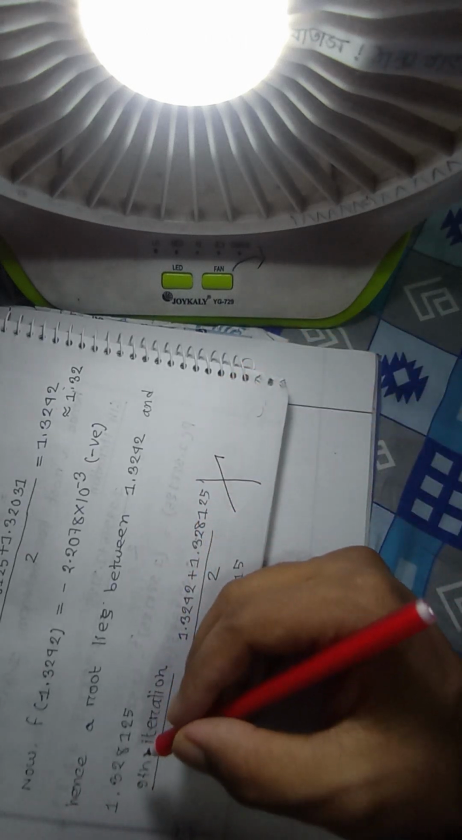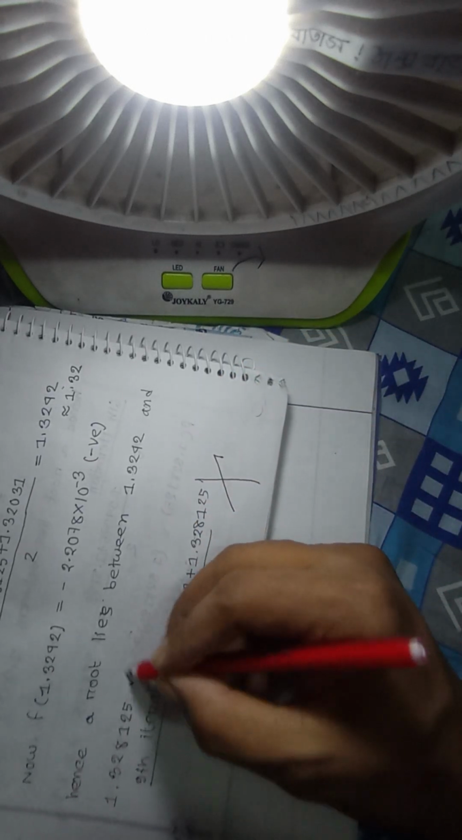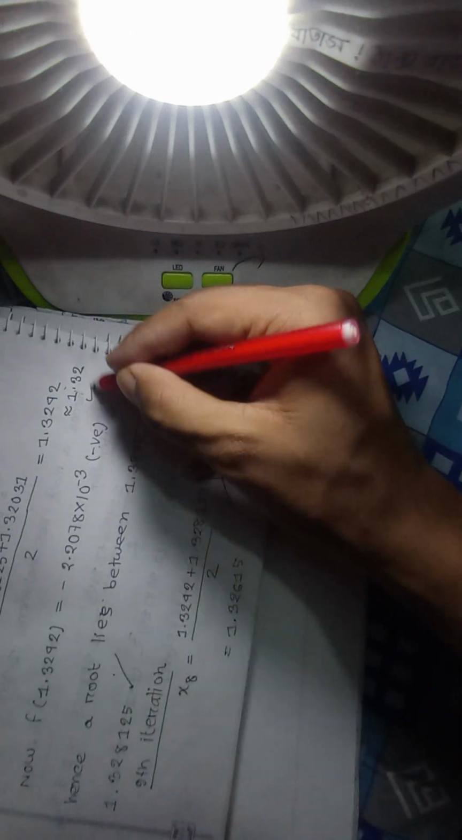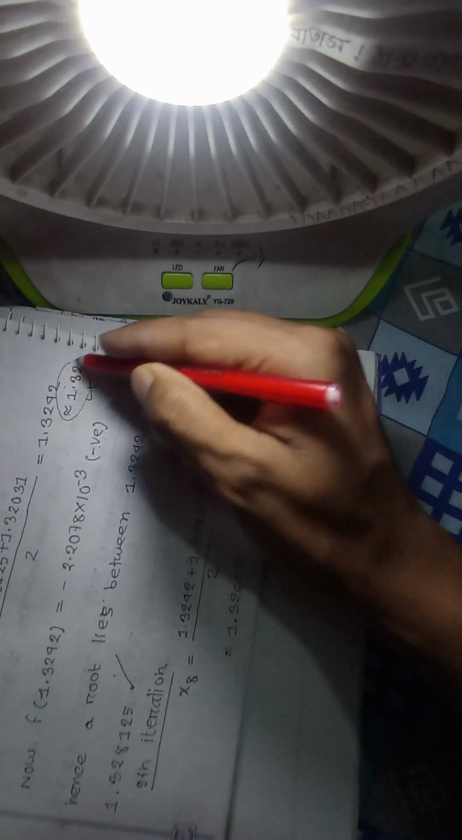The solution would end here because we got the same value, 1.32, twice. That's why we have to stop the iteration, and this 1.32 is the root of the equation. Thank you for watching.